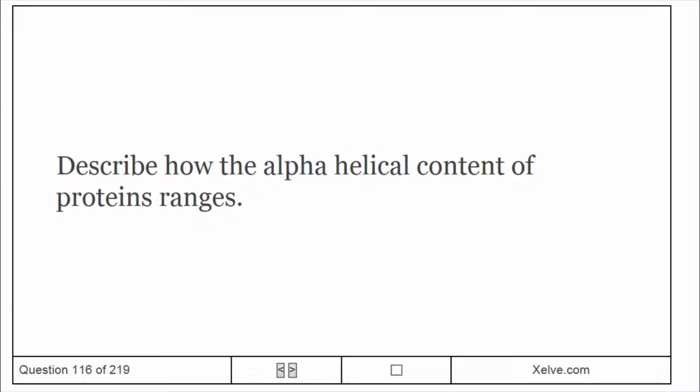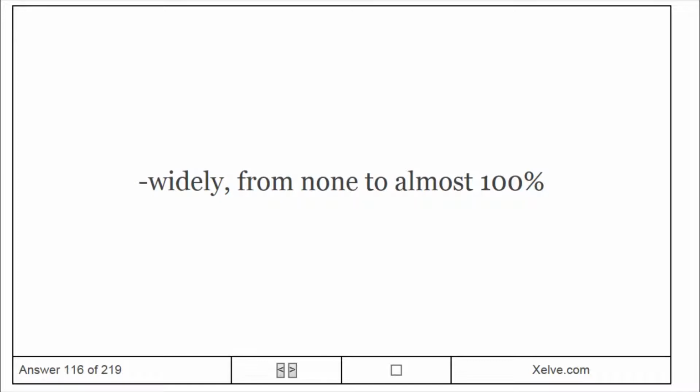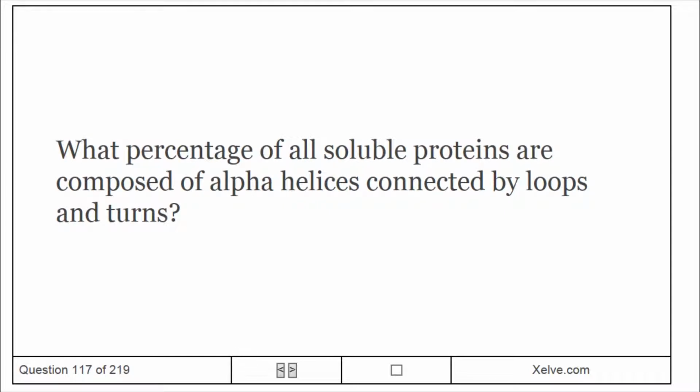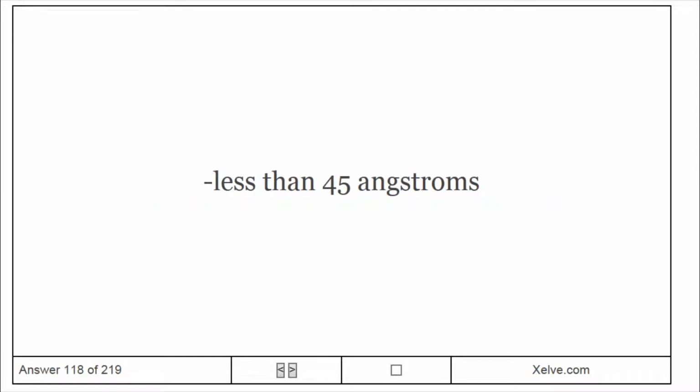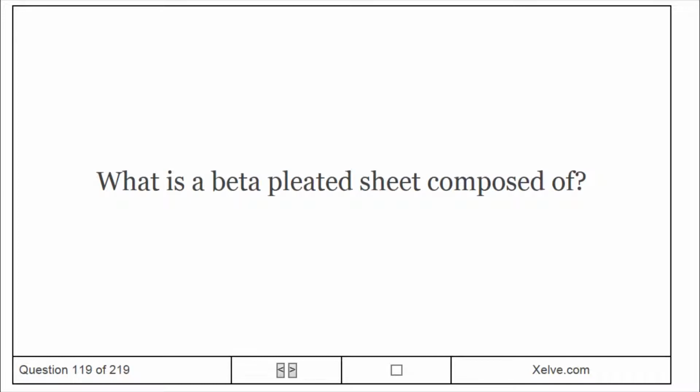Describe how the alpha helical content of proteins ranges. From none to almost 100%. What percentage of all soluble proteins are composed of alpha helices connected by loops and turns? About 25%. Single helices are usually how long? Less than 45 angstroms.